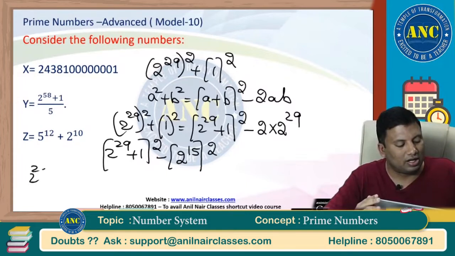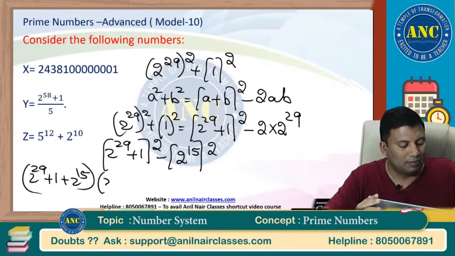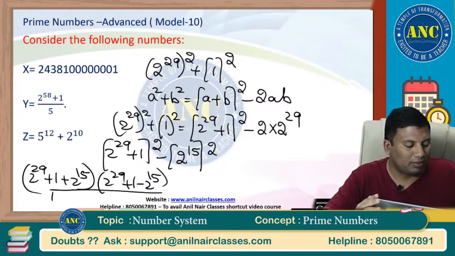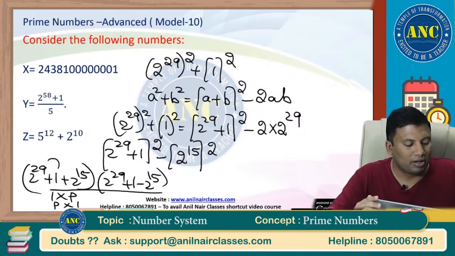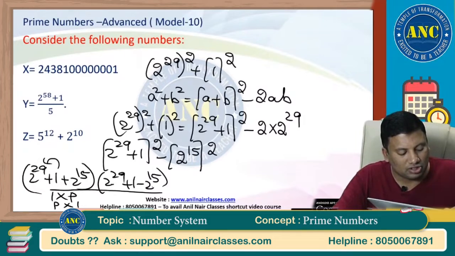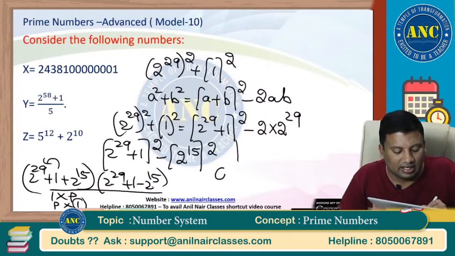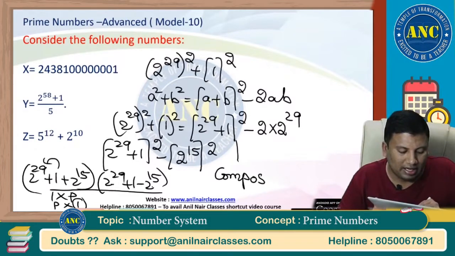A square minus b square is (a plus b) into (a minus b). For it to be a prime number, either it should be 1 into p or p into 1. 1 plus positive, it is greater than 1. 2 power 15 is very small, it cannot be 1. So the answer is, it is composite. I hope the idea is clear.